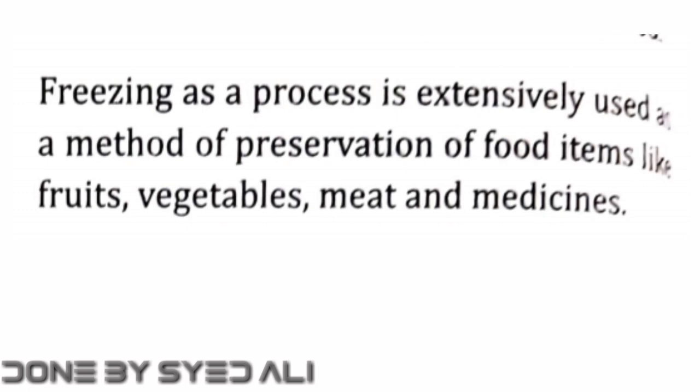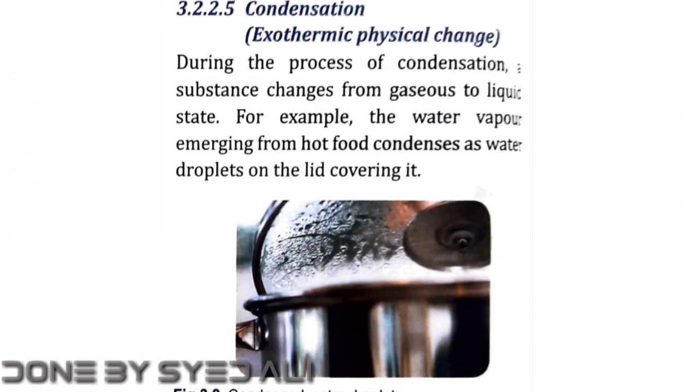Freezing as a process is extensively used as a method of preservation of food items like fruits, vegetables, meat, and medicines. The next subtopic is condensation based on exothermic physical change. During the process of condensation, a substance changes from gaseous to liquid state. For example, the water vapor emerging from hot food condenses as water droplets on the lid covering it.